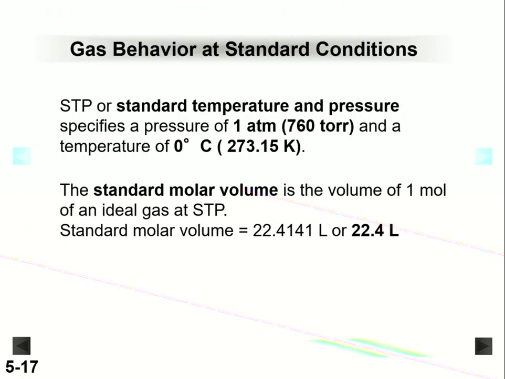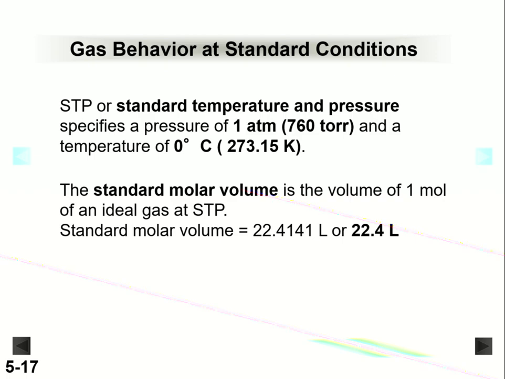And what we find is an interesting relation. But first we have a definition of what we call STP. This is standard temperature and pressure. And that specifies a pressure of 1 atmosphere and a temperature of 0 Celsius, which is 273 Kelvin. So under standard temperature and pressure, 1 mole of gas occupies approximately 22.4 liters of volume. And of course, if you had half a mole, your volume would be half of that amount.